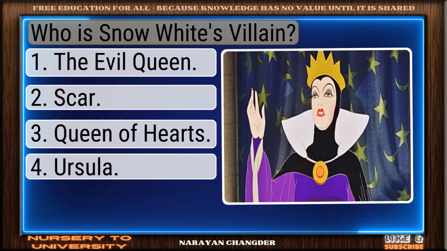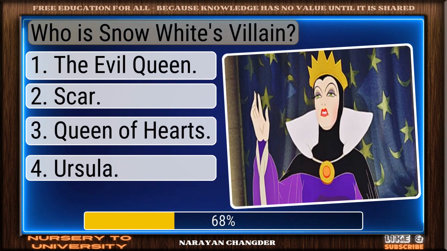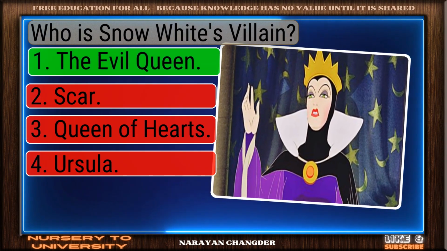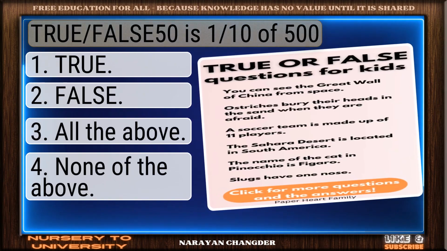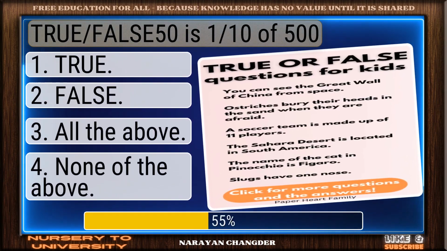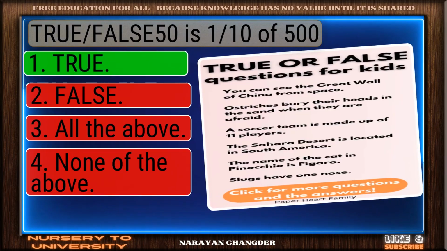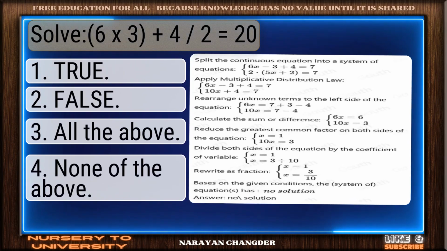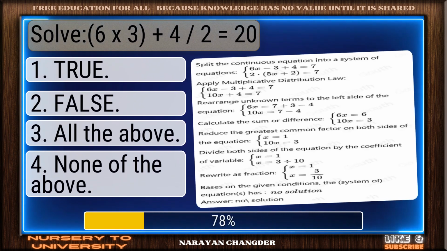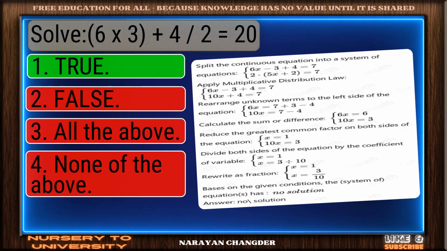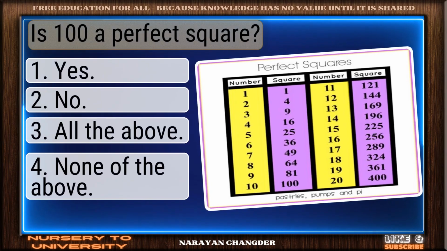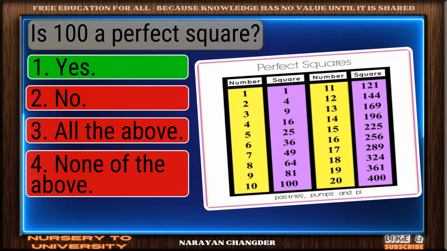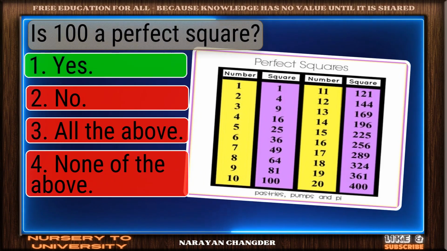Who is Snow White's villain? Nice selection. The evil queen is the correct and valid answer. True or false: 50 is one tenth of 500. Sharp thinking. True is the right choice. Is 10 to the 2nd equal to 100? Bravo. True is the answer. Is 100 a perfect square? Well done. Yes is the right choice.